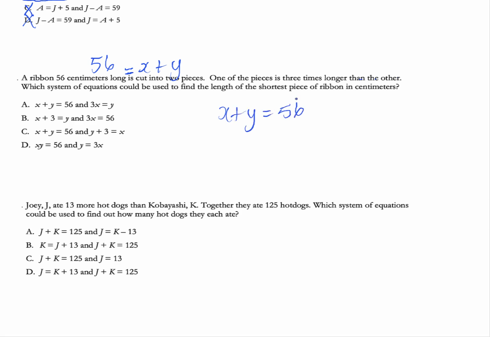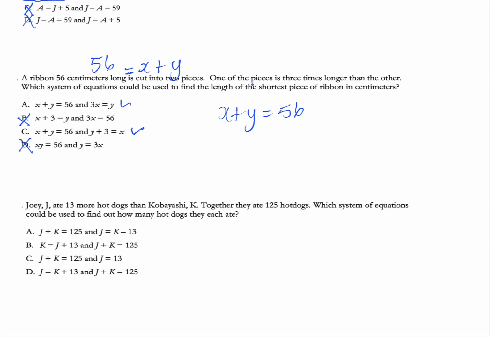So let's start eliminating those incorrect answers. So my answer could be A. I'm going to eliminate B. My answer could be C. And I can eliminate D. I have 2 answers. Let's go on.